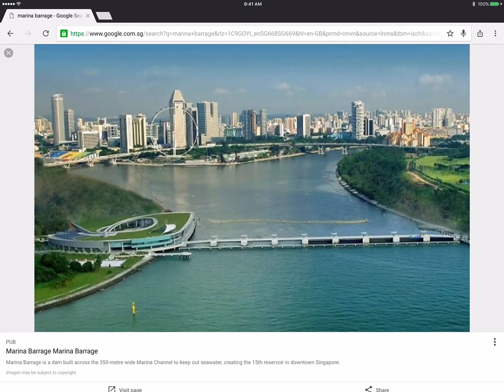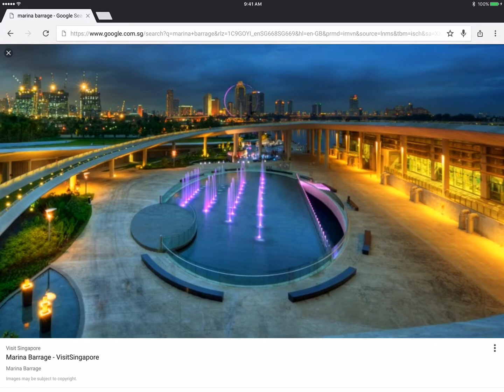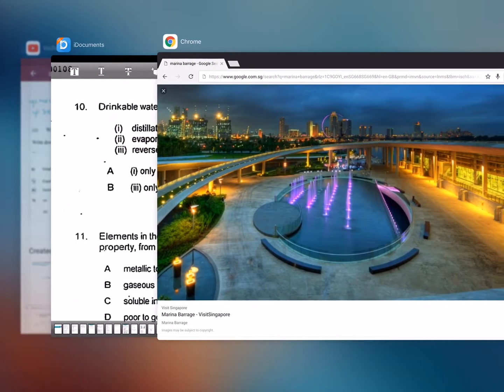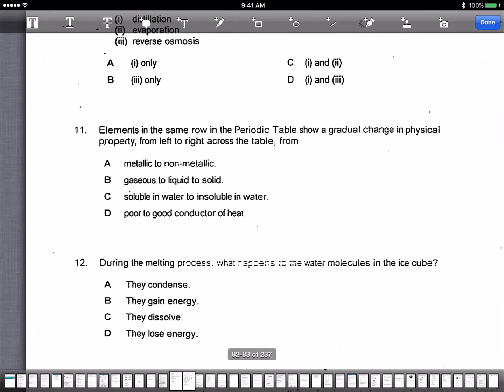So how many reservoirs do we have in Singapore? How many? 3? 4? 5? We have 17 reservoirs. You only know Bedok Reservoir. Okay, we have a total of 17 reservoirs. We are not so big, so that's why we need more reservoirs to store water. If not, we will not have enough water.